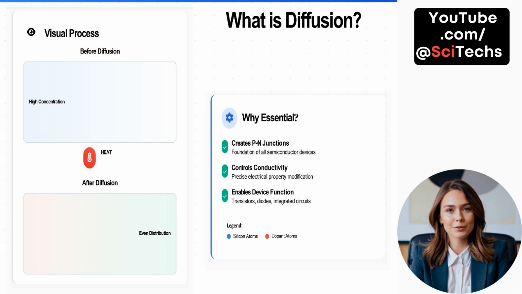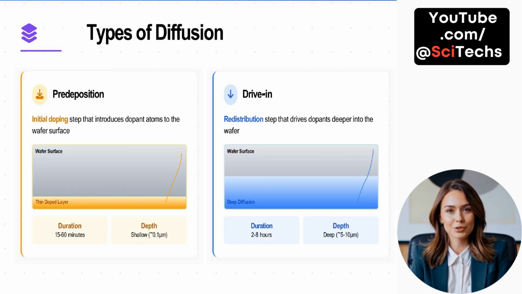Why is diffusion essential? First, it enables the creation of p-n junctions, the foundational structures in all semiconductor devices. A p-n junction forms when p-type and n-type materials meet, allowing diodes and transistors to function. Second, diffusion allows engineers to control conductivity by adjusting the type and concentration of dopant atoms introduced into the wafer. This precise tuning is critical for device performance. Lastly, diffusion is what enables modern electronics to work, powering transistors, diodes, and integrated circuits that drive everything from smartphones to servers.